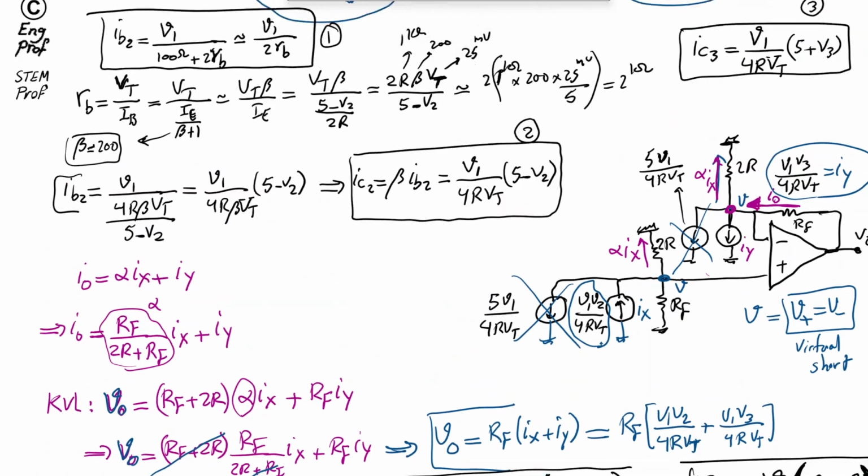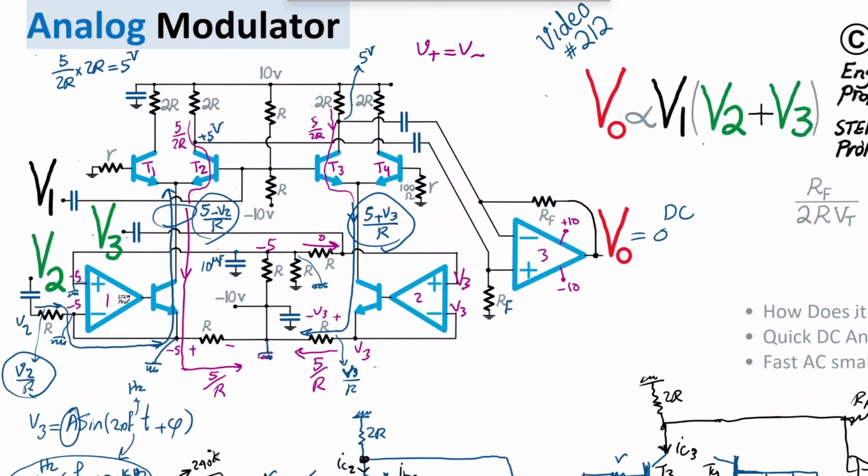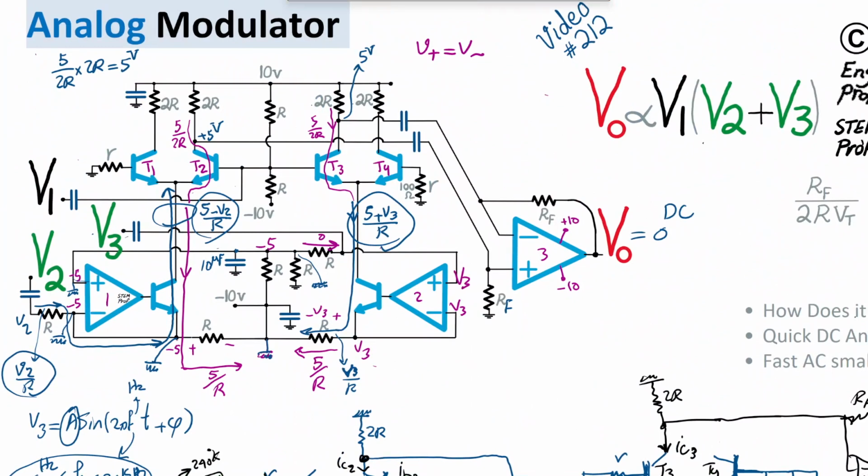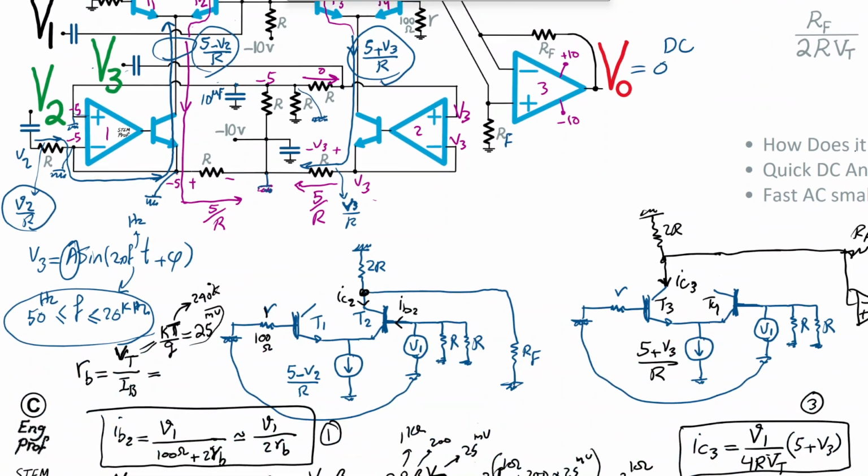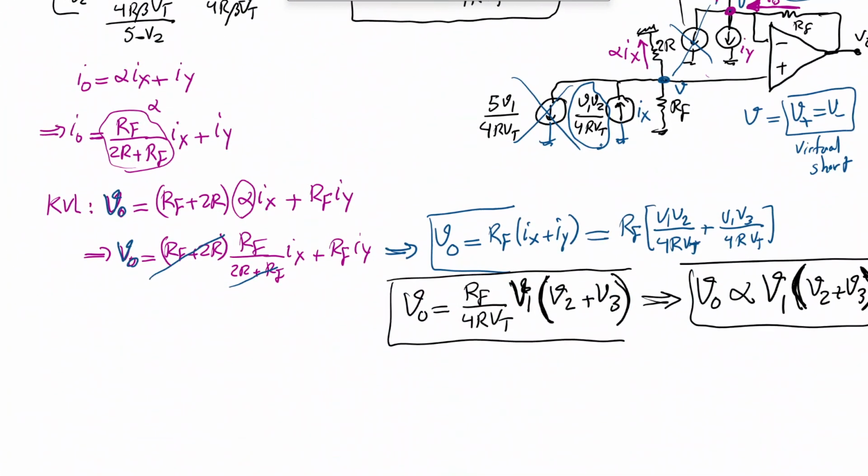That concludes this interesting analog modulator, or let's say multiplier, which is, as I said, effectively utilizing a Gilbert cell-like core to realize this interesting relationship between its 3 input voltages and the output voltage.